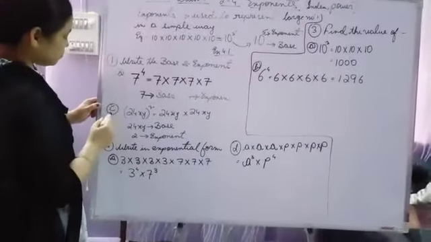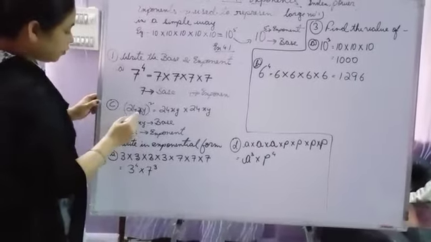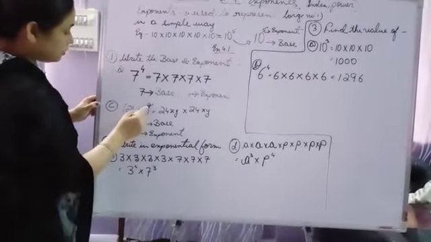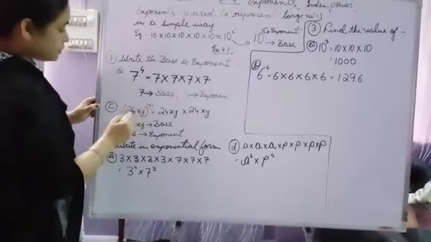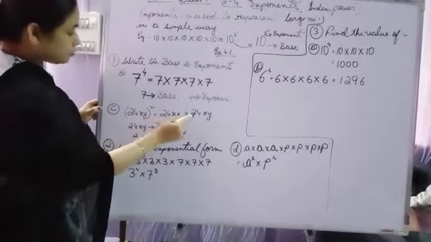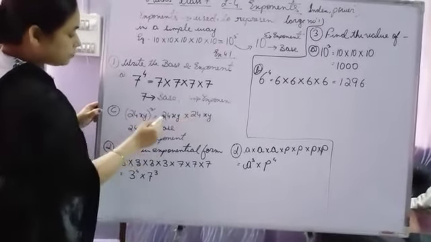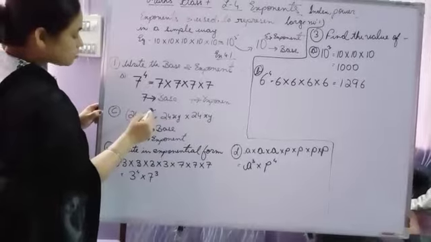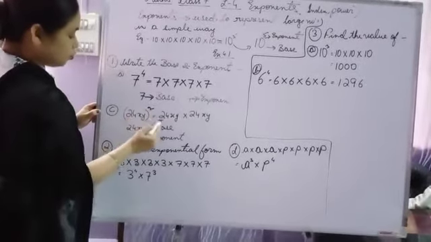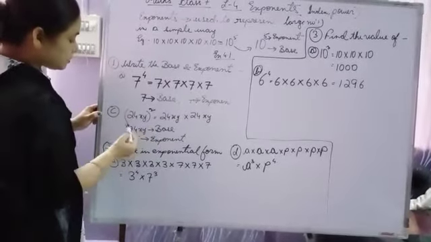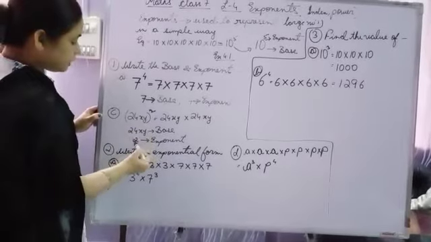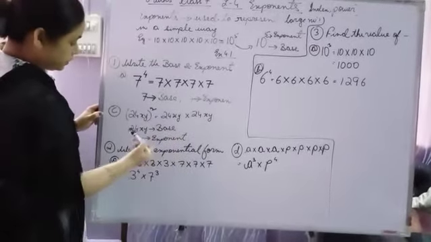Now let us come to number C. 24xy to the power 2. That means 24xy into 24xy, we will multiply how many times? 2 times. Why? Because the power is 2. So here what is the base? 24xy is the base and 2 is the exponent.